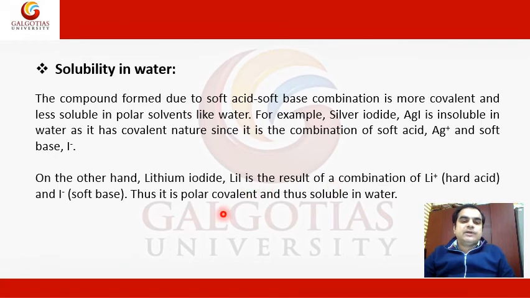Now, another application of the HSAB concept is solubility in water. We know that a compound formed by a soft acid and soft base combination is mostly covalent in nature and less soluble in polar solvents like water. For example, silver iodide, AgI, is insoluble in water as it has covalent nature, since it is the combination of the soft acid Ag plus and the soft base I negative. On the other hand, lithium iodide is the result of the combination of the lithium ion, a hard acid, and the I negative ion, a soft base. Thus, it is polar and soluble in water.